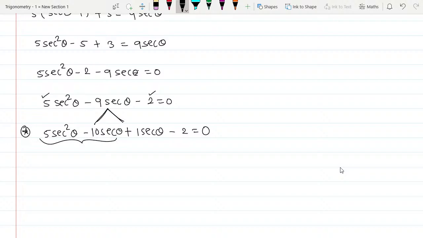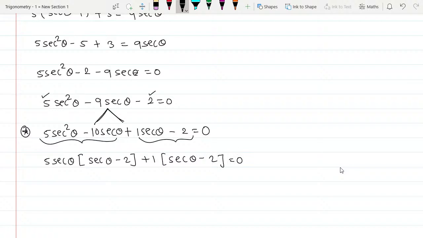Now you have two terms. This is first term, this is the second term. 5 sec theta common ले लो. 5 sec theta if I take common, so first term में रहिला sec theta minus 2. And from this you take plus 1 common, so I will be remain with the sec theta minus 2, which is equals to 0. Take sec theta minus 2 common, so राहिला काय, 5 sec theta plus 1 is remaining, which is equals to 0.